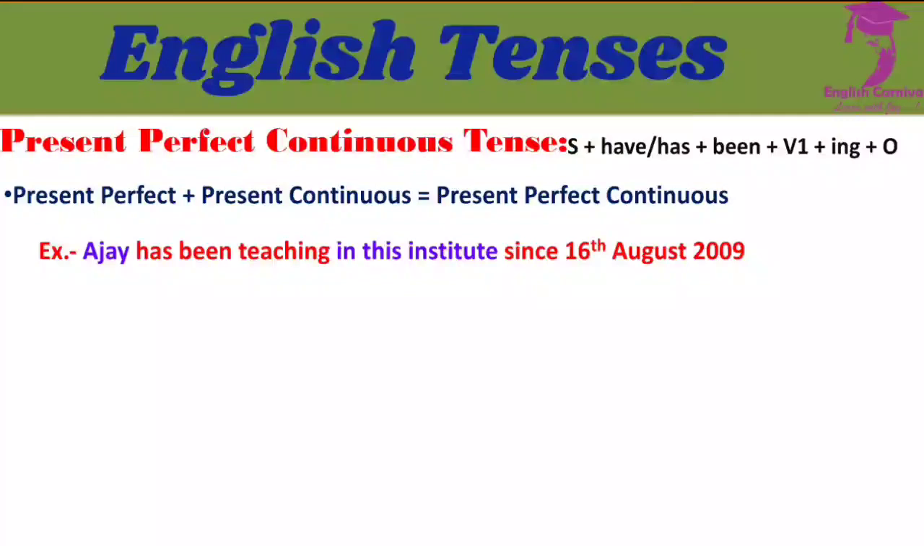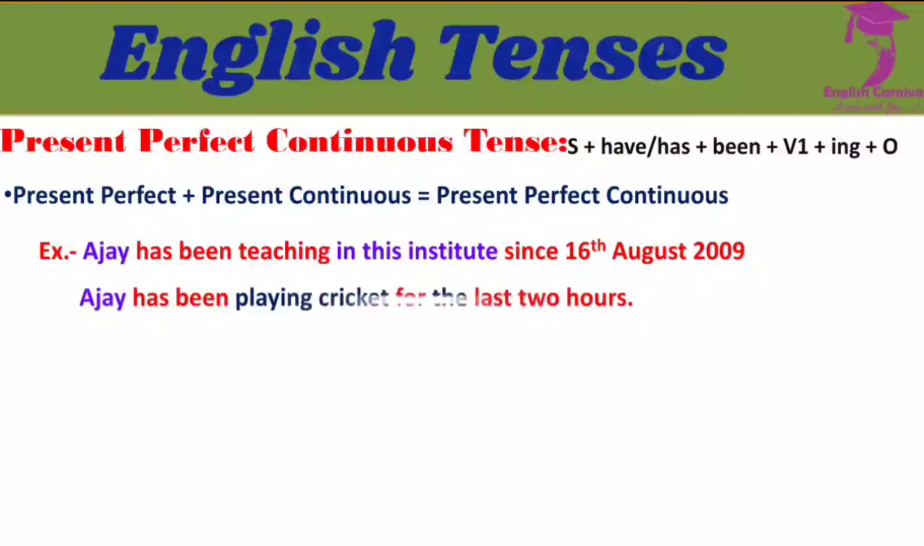So friends, here with the help of this example, we can understand the activity of teaching which has been started in the past, continued in the past, and still at the time of speaking, that action of teaching is going on. And here a particular moment or date has been mentioned, and so for that reason we have used since over there. Friends, we have one more example, that Ajay has been playing cricket for the last 2 hours. So here, this example tells us that the action of playing cricket by Ajay is going on, or it was there where Ajay played cricket for 2 hours.